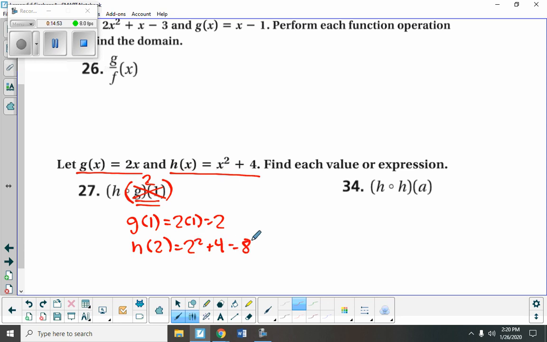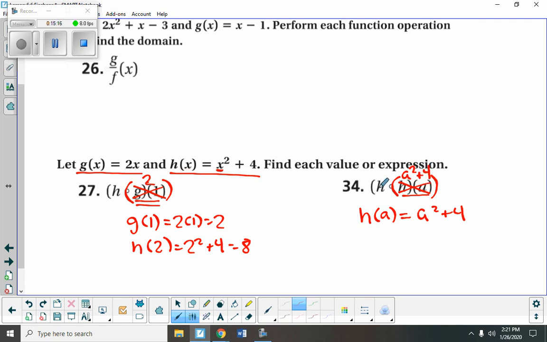All right, lastly, h of h of a. So start on the inside, h of a. In the h function, instead of the x, we're going to put an a. So it would be a squared plus 4. So that's what h of a equals. It equals a squared plus 4.